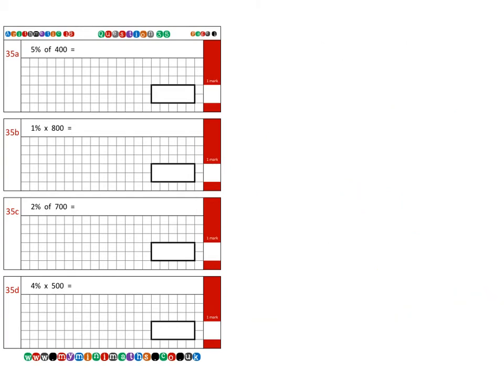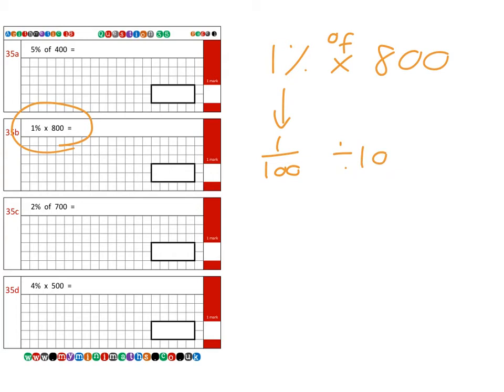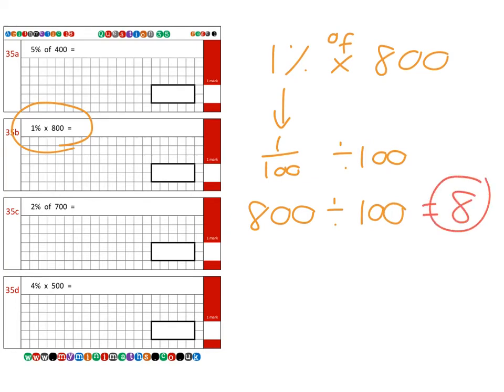Okay, the next question, which is question 35b, is calculating just 1% times 100, and don't forget, this is the same as saying of. So 1% of 800. To calculate 1%, we divide it into 100 parts. So that's 800 divided by 100, which gives us 8. And that is our final answer.